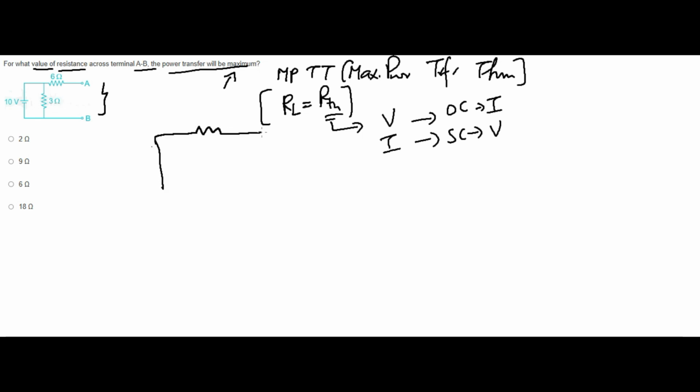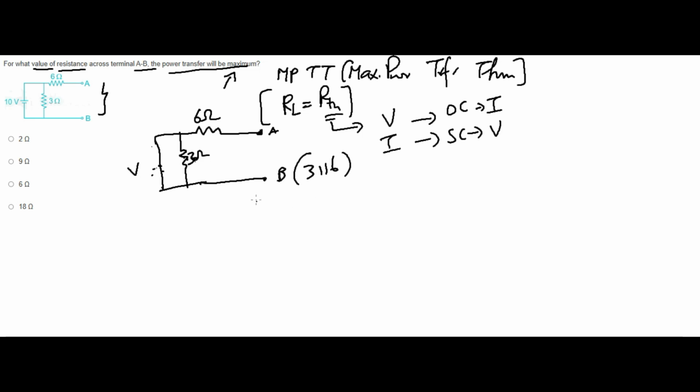Afterwards you'll get a 6 ohm, and the 10 volt is the same line, and then you will get the branch of 3 ohm, and you get the two terminals A as well as B. By making the voltage a short circuit, you have 3 and 6 ohm in parallel. The 3 ohm also gets short circuited because the voltage source and the 3 ohm are in parallel.